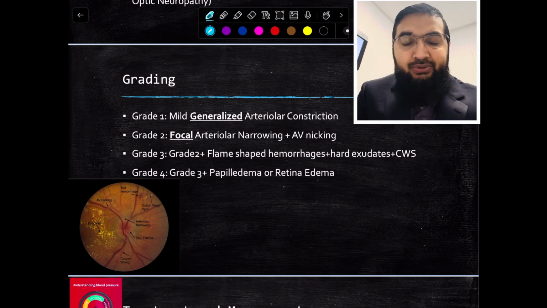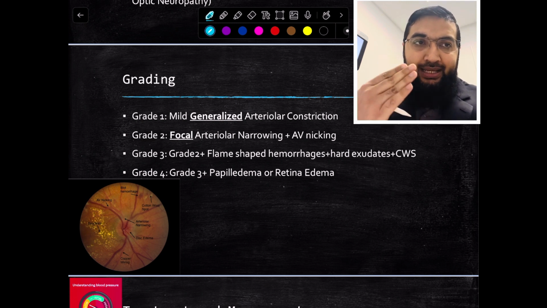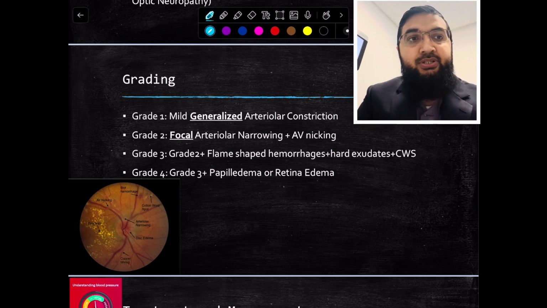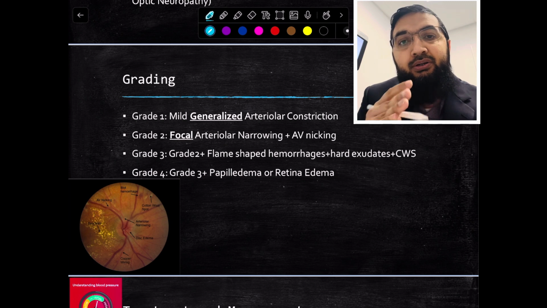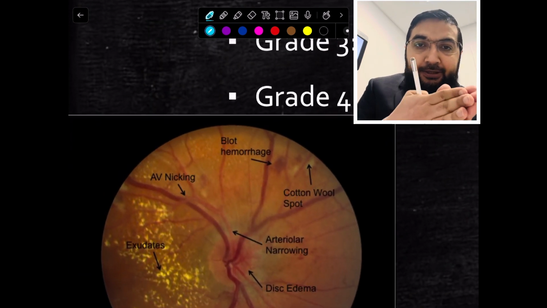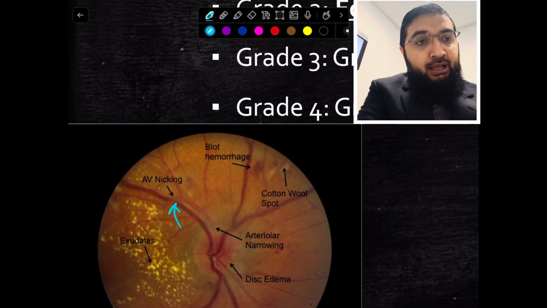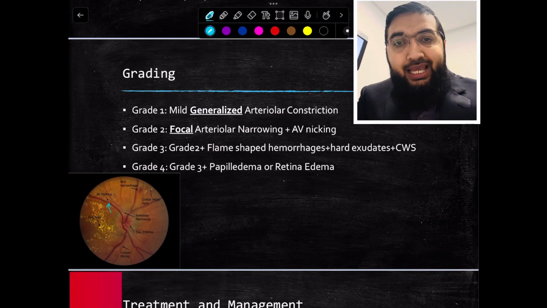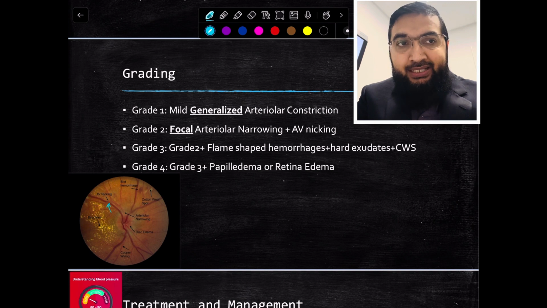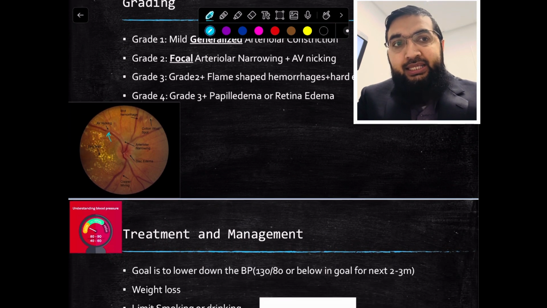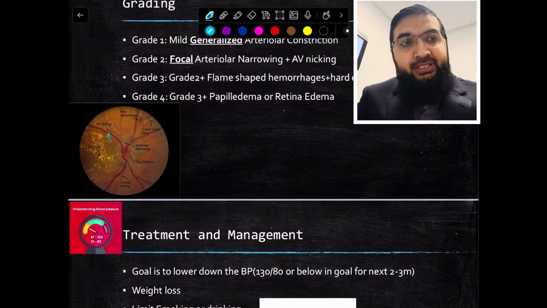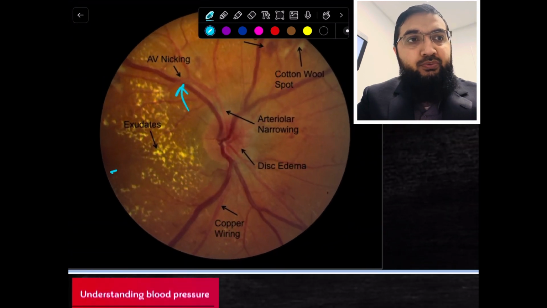Grade 1 is where you have just mild arteriolar constriction. Then comes grade 2, which is worse, which means focal arteriolar narrowing plus nicking. You see some nicking there. Look at this picture. It's showing how the AV nick looks. That's grade 2 hypertensive retinopathy. Grade 3 is even worse. You start seeing the hemorrhages, the hard exudates, and cotton wool spots.